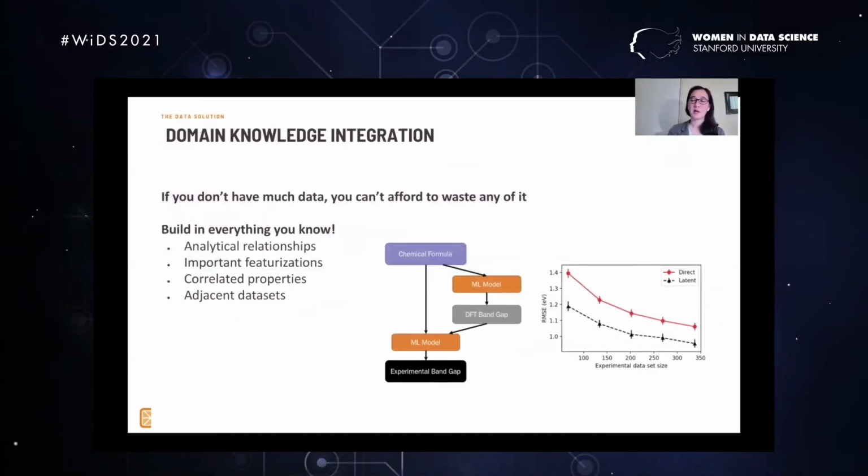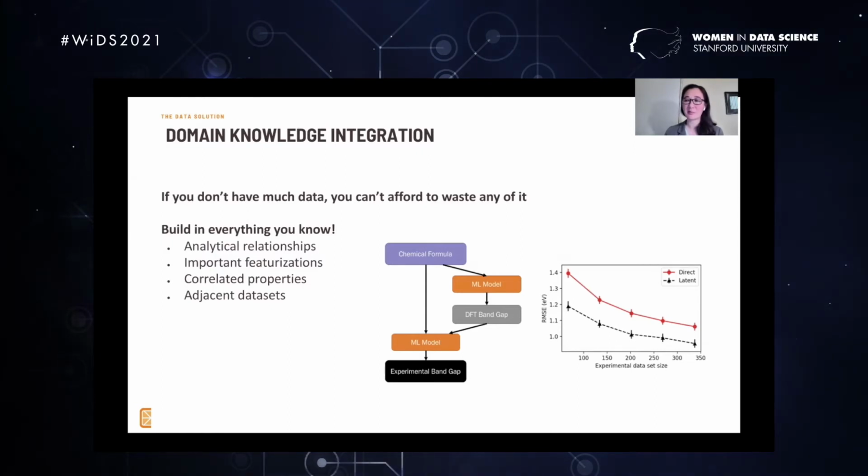Beyond that, to overcome the small data challenge, one of the key tools in the tool belt is domain knowledge integration. And this is actually one of my favorites. I come from a scientific background, and so it's really satisfying to me when I get to apply scientific principles in machine learning workflows. And the underlying reasoning here is that if you don't have much data, you really can't afford to waste any of it.